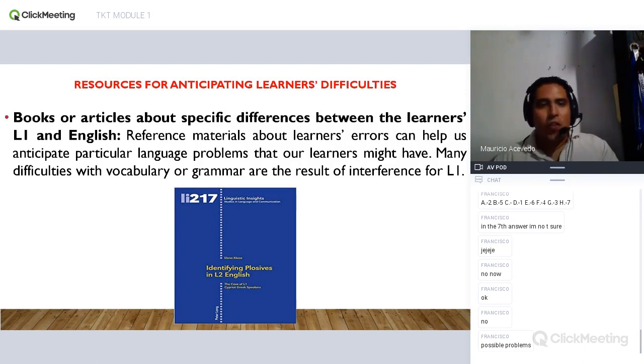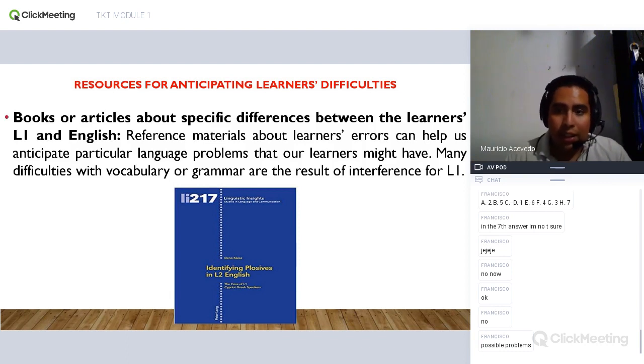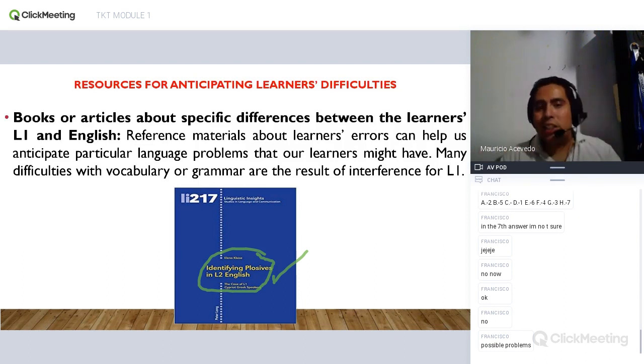To teach them. Now, for example, "I am agree." Many teachers and students say "I am agree." But this is incorrect. Even though in Spanish it is "estoy de acuerdo," in English it has to be "I agree" only. I agree. So this is a very common problem for teachers and students. And maybe with these kinds of books, like this one, identifies plosives in L2 English, now you can focus more on the L2 language instead of the L1. Yes, Francisco?